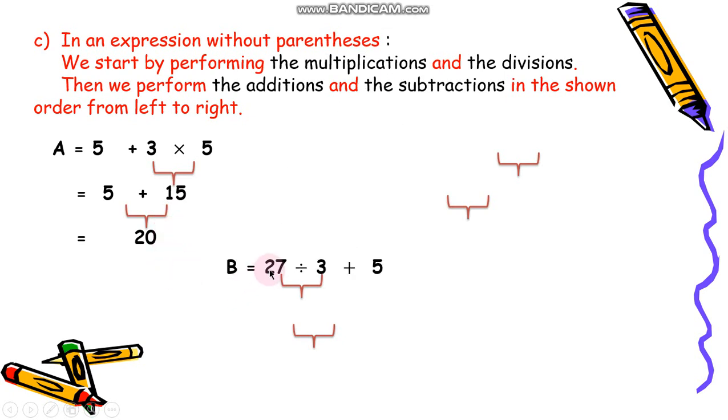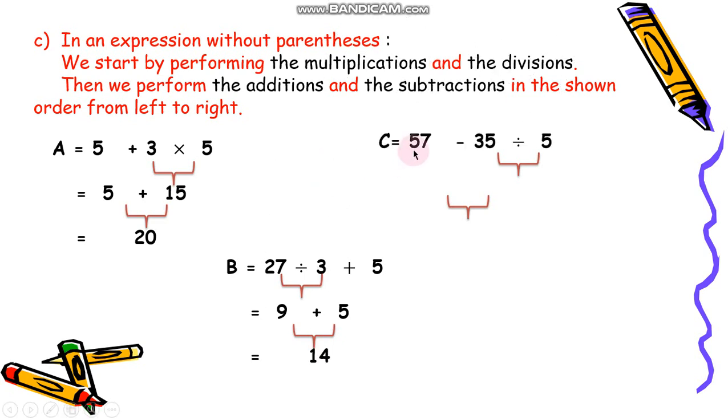Let's see another example. B equals 27 divided by 3 plus 5. We're going to start with the division, because we should start with multiplications and divisions. 27 divided by 3 equals 9, plus 5 equals 14. Now let's see the third example.